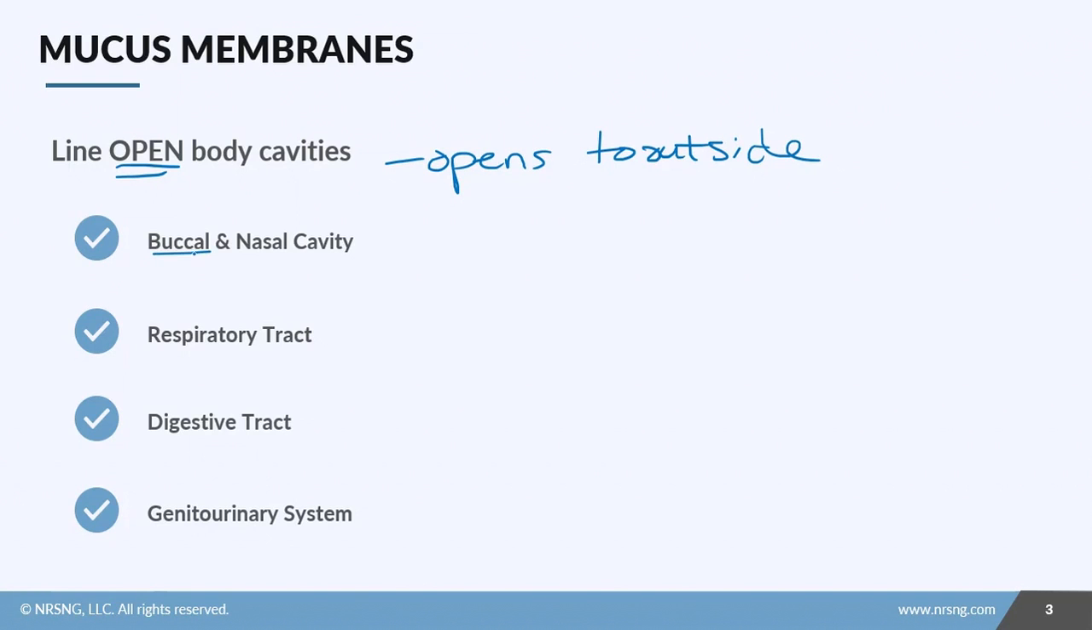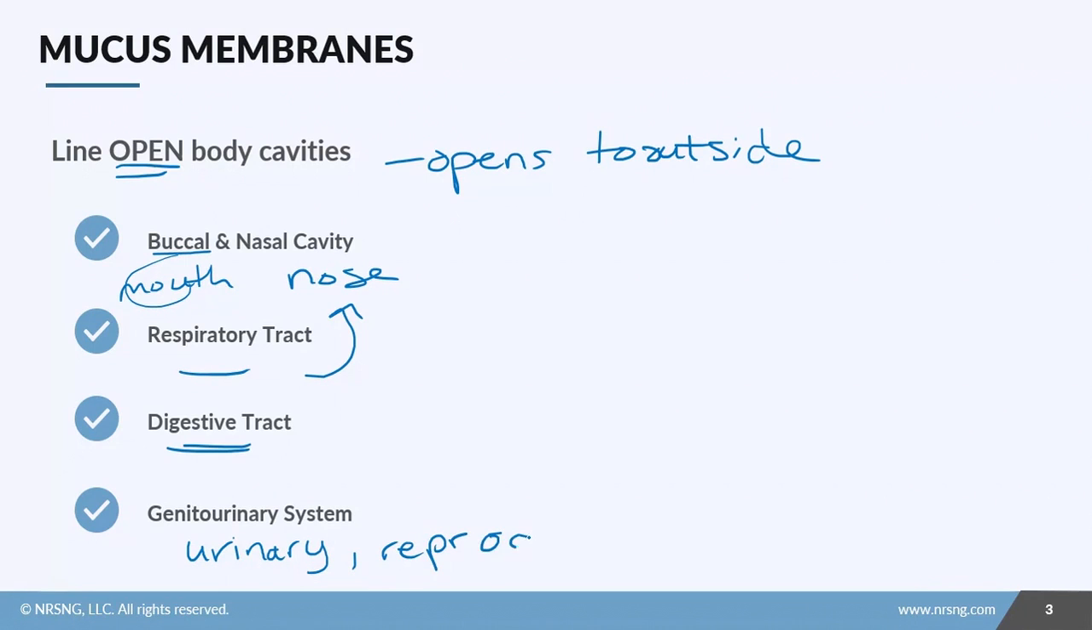So let's look at these. The buccal cavity, that's the mouth. The nasal cavity is the nose. So that's where they open up to the outside. The respiratory tract opens to the outside as well through those same places. We also see an opening at both ends of the digestive tract, in the mouth as well as the anal canal. And then the genitourinary system includes both the urinary or excretory system and the reproductive system. And all of those body systems open to the outside. And therefore, all of these body systems are lined with mucous membranes.